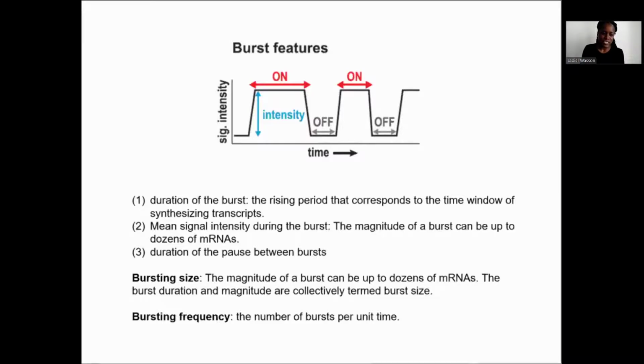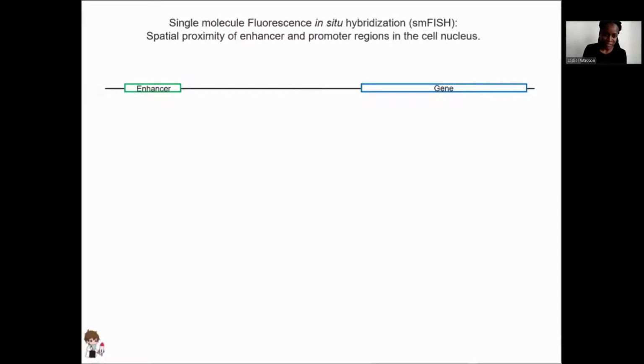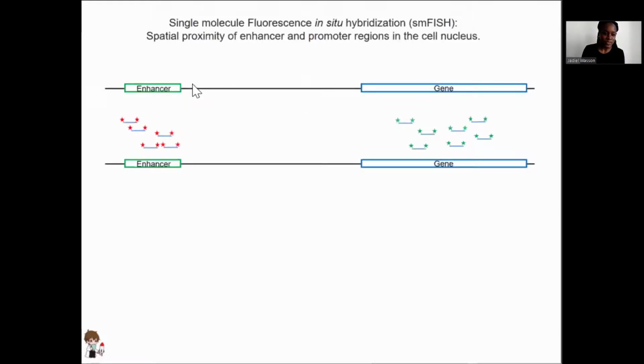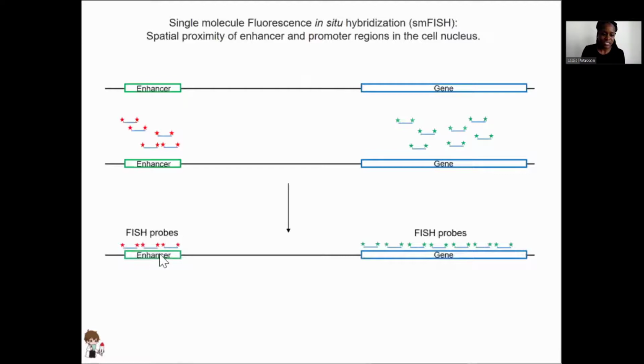There are a couple of ways to observe transcriptional bursting. One that they utilize in the papers is single molecule fluorescence in situ hybridization, which is similar to what I discussed previously. The way they utilize this is to design probes specific to either the enhancer in one color and to the gene, which is in another color. And then you get binding of these probes to the enhancer and the gene. So you can see enhancers in red and say your gene in green.